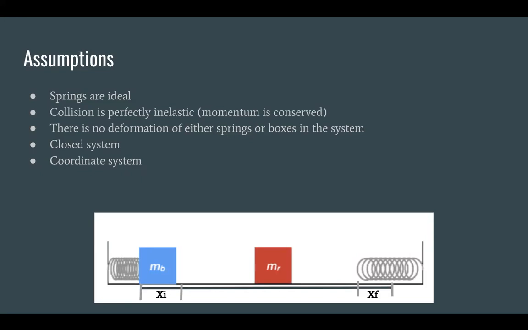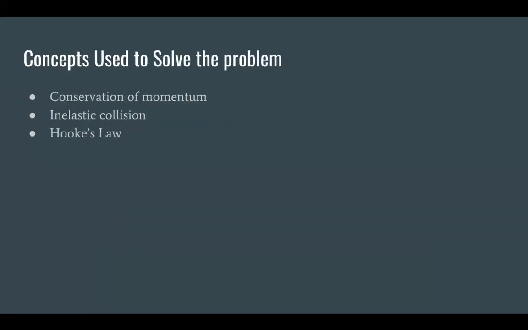We're also assuming it is a closed system, meaning that only the forces from the springs and the boxes are going to be taken into account and no other outside forces are acting on the system. And then finally, our coordinate system is just a number line starting at x initial and moving to the right in the positive direction, allowing us to have nice clean numbers to do our calculations with.